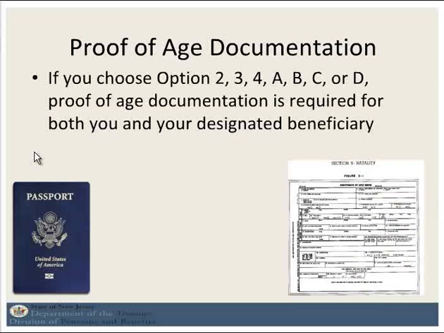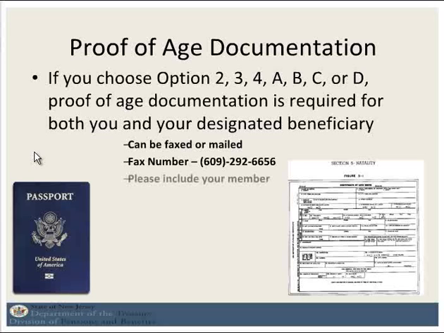If you choose one of the joint and survivor options, you will be required to provide proof of age documentation for both you and your beneficiary. These documents can be faxed or mailed. The fax number is on the screen here, 609-292-6656. Please be sure to include your member number on any documents you fax or mail in order that they do not get lost.